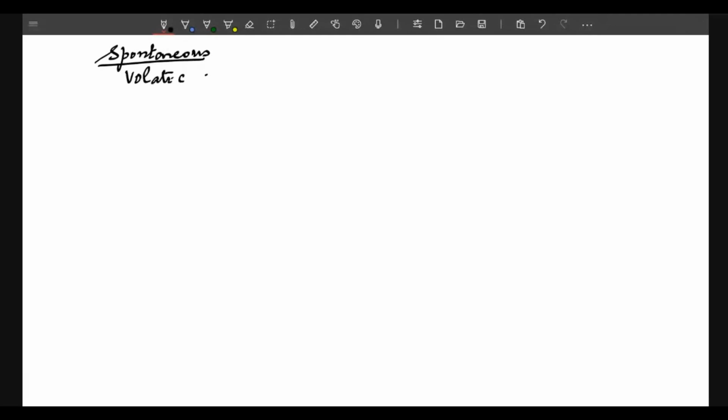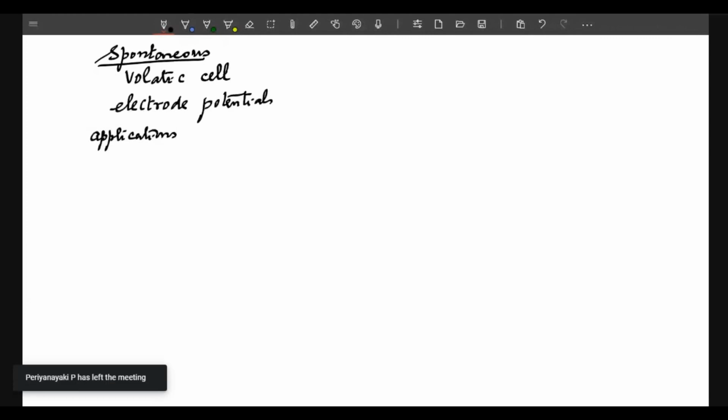Voltaic cells. Voltaic cells are going to study the releasing of electricity. Under this, we are going to study the electrode potentials, and then applications of the electrode potentials. Using this, what are the problems we can work out towards this CSAR examination or other competitive examinations?